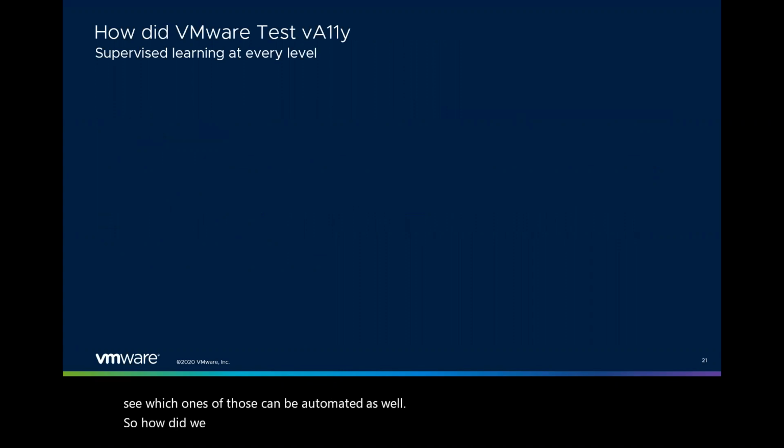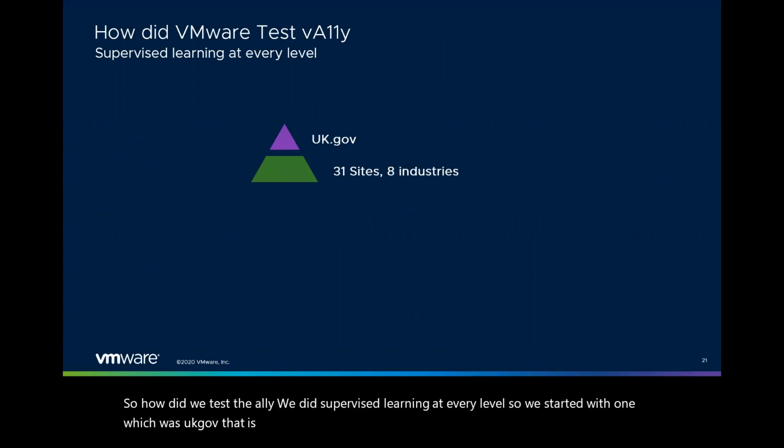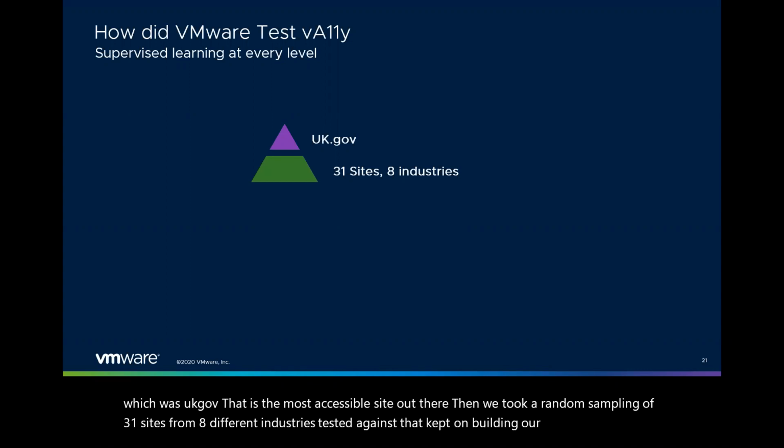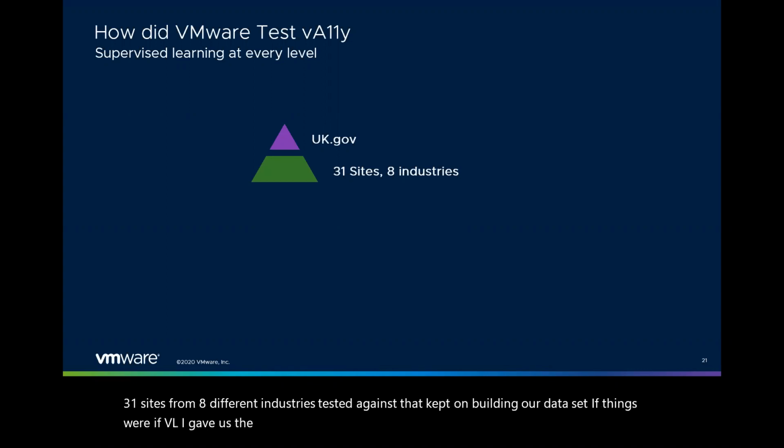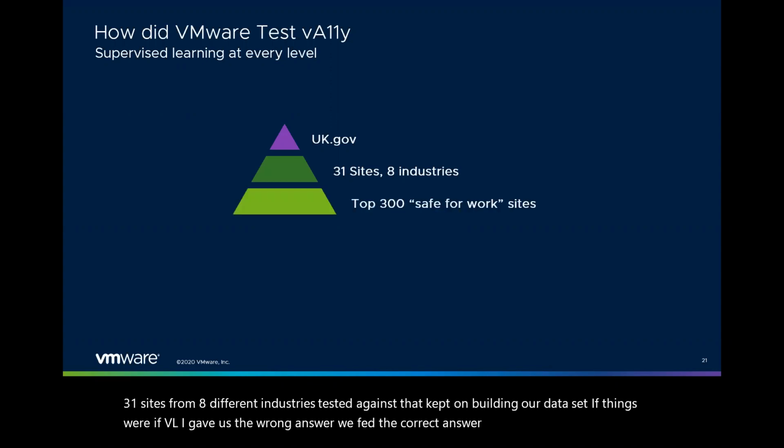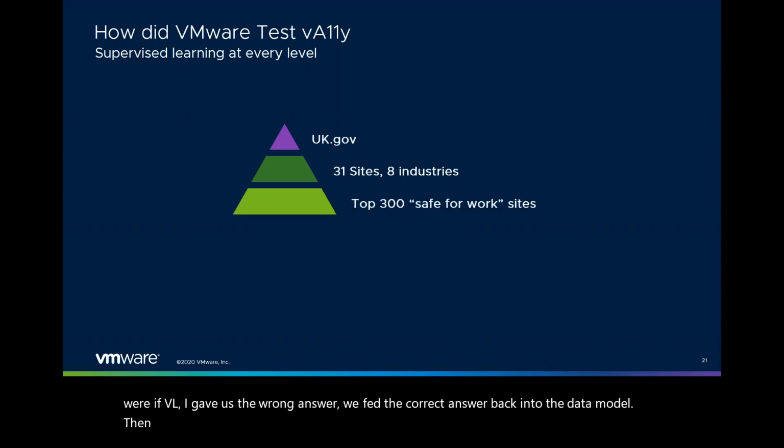So how did we test VLI? We did supervised learning at every level. We started with one site, which was uk.gov. That is the most accessible site out there. Then we took a random sampling of 31 sites from 8 different industries, tested against that, and kept on building our data set. If VLI gave us the wrong answer, we fed the correct answer back into the data model. Then we took the top 300 safe for work sites.